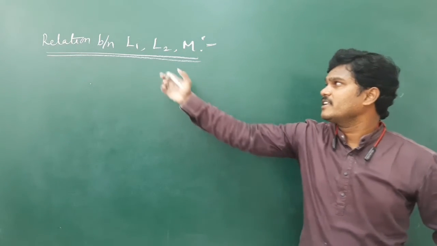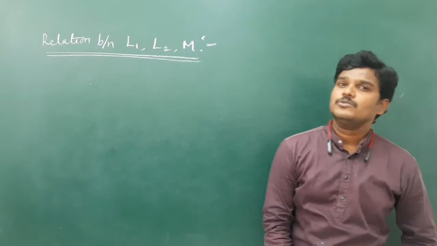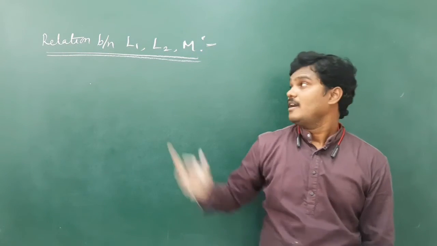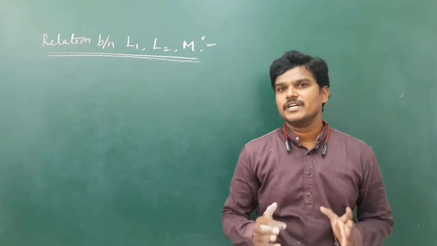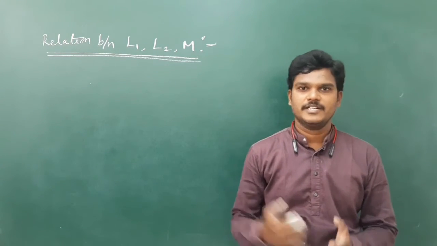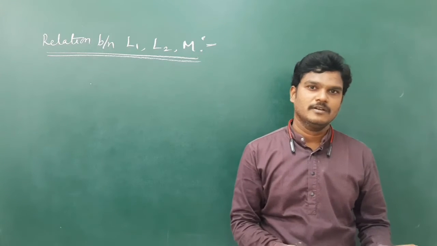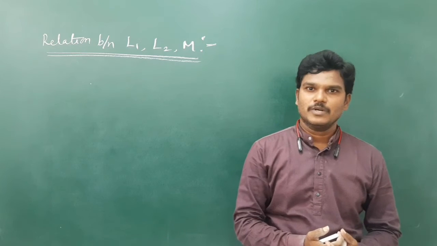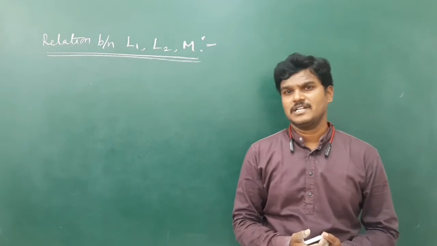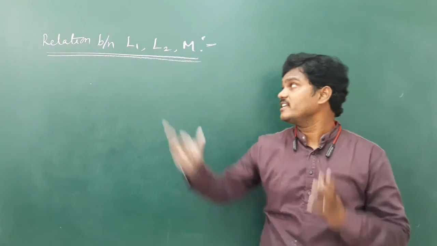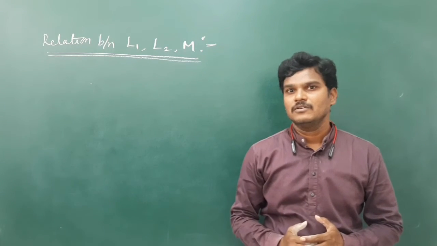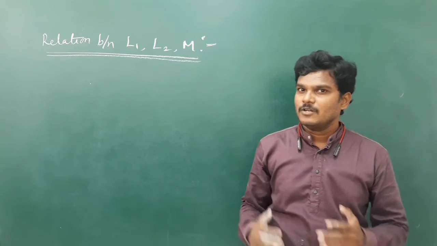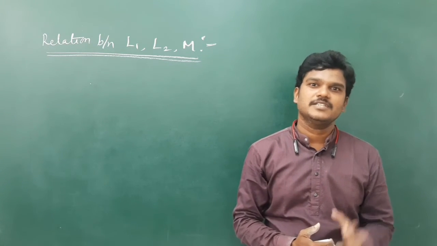L1 is the self-inductance of one coil. L2 is the self-inductance of another coil. And M is the mutual inductance between two coils, whether it is M12 or M21, because M12 is equivalent to M21. So they have given two different coils whose self-inductances are L1, L2, and the mutual inductance between the coils is M. Now let us get the relation between these three.